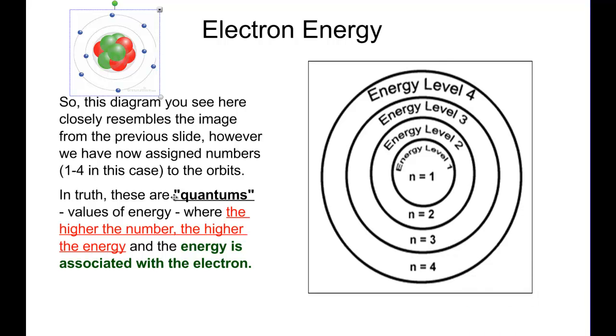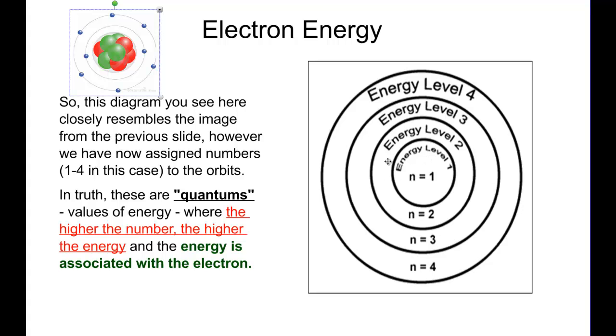All right, so these levels, so 1, 2, 3, and 4, which you can see is also n equals. It's the same thing as saying n is the same thing as saying energy level. These are called quantums, or values of energy. The higher the number, the higher the energy. So if I have an electron out here in energy level 4, that means that that electron contains a lot of energy. An electron in energy level 1 would indicate that it has very little energy.